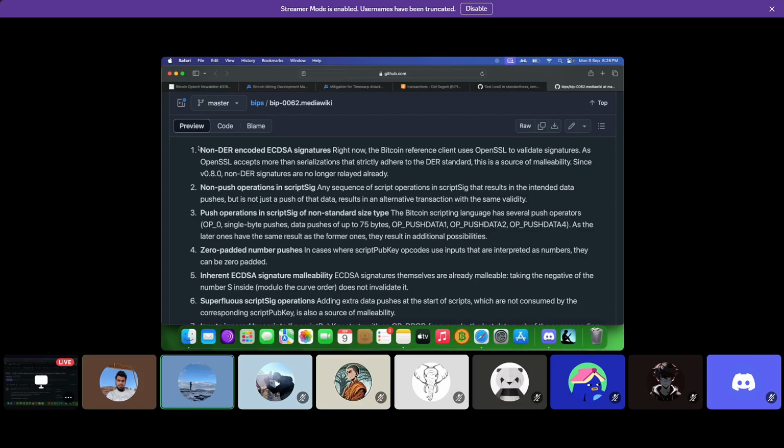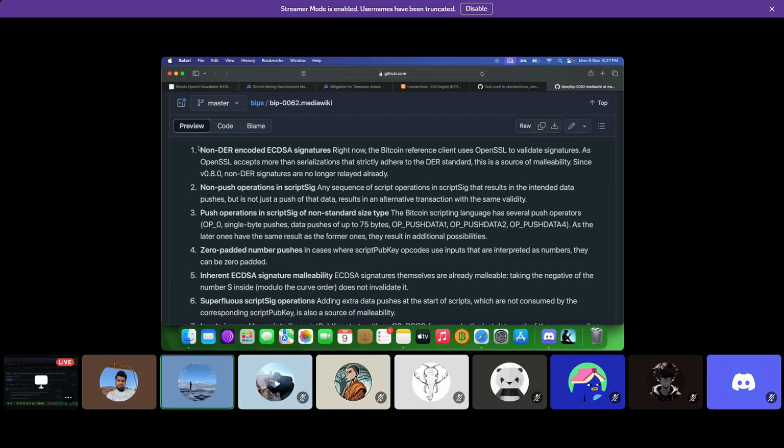Okay, so one of the sources of malleability is non-DER ECDSA signatures. ECDSA is the signing algorithm that Bitcoin uses, and now Schnorr has come up. After you sign your transaction with the ECDSA algorithm, you get the signature. But in order to standardize it, there is something called DER encoding, which is distinguished encoding rules. It standardizes the signatures across transactions.